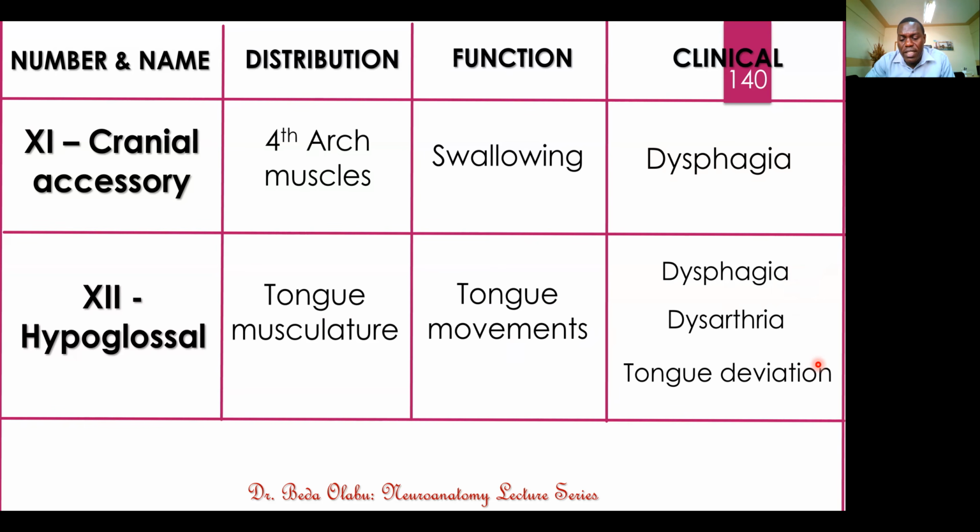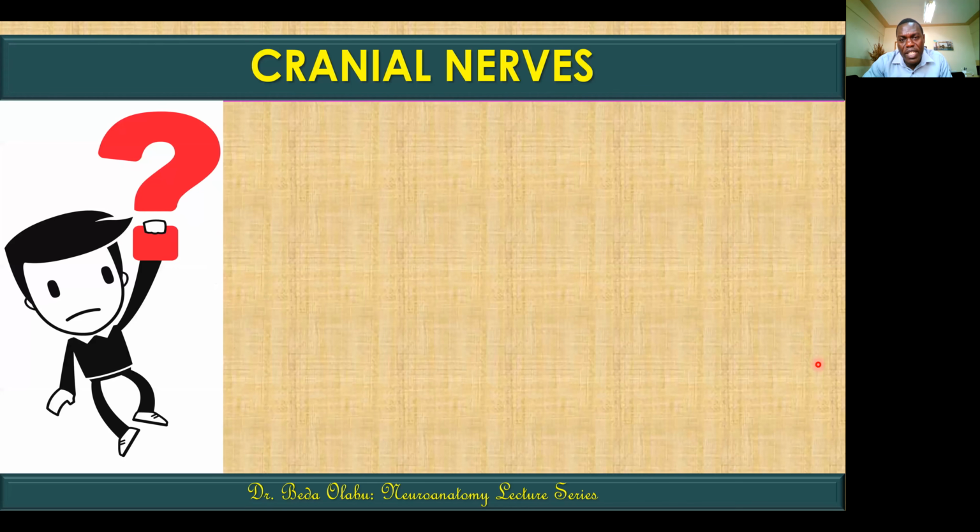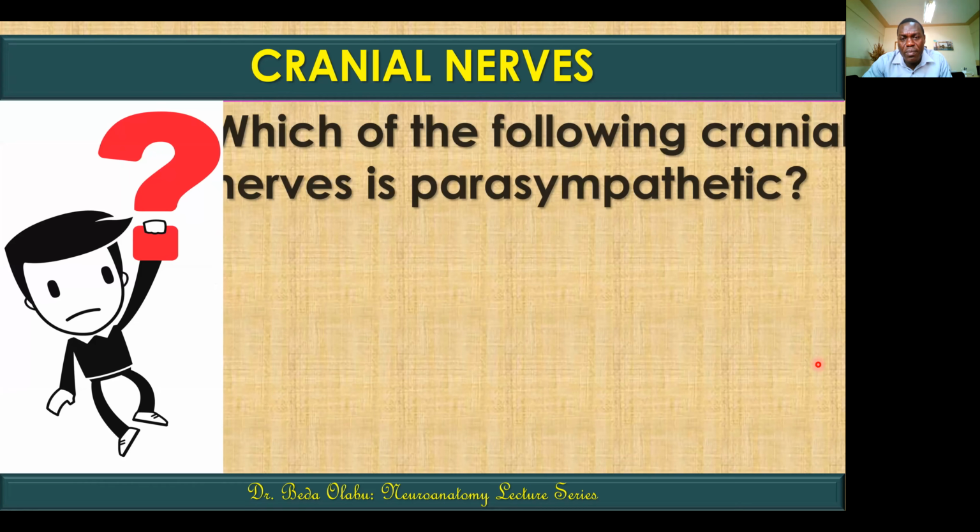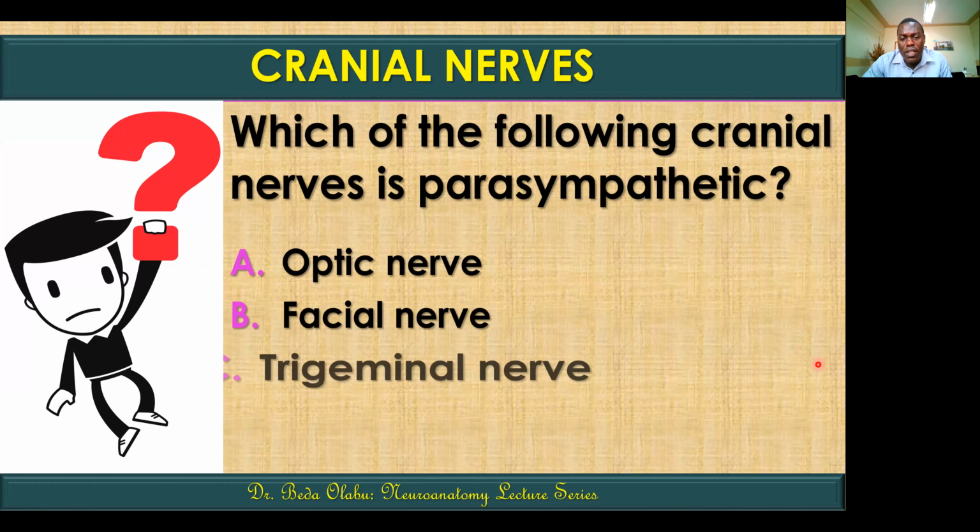Great, that summarizes the story of the cranial nerves. 12 pairs of cranial nerves. I've taken my time to go through each of the cranial nerves. It is now your time to put that to memory. But let's see if you captured something. I want to ask you some questions on the cranial nerves.